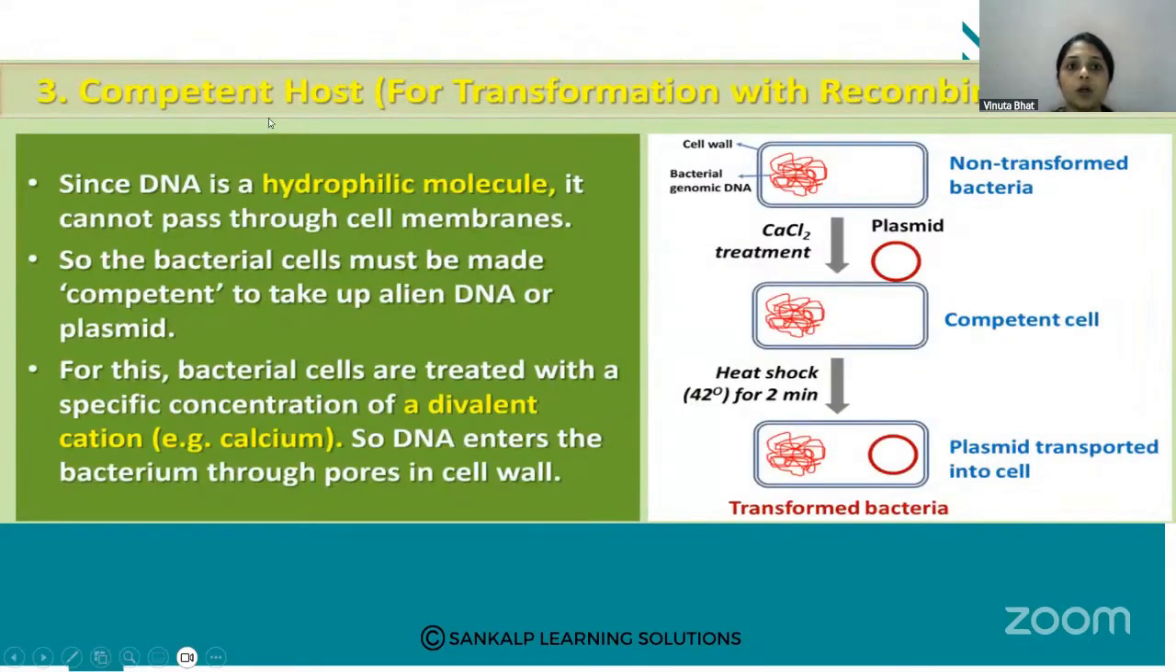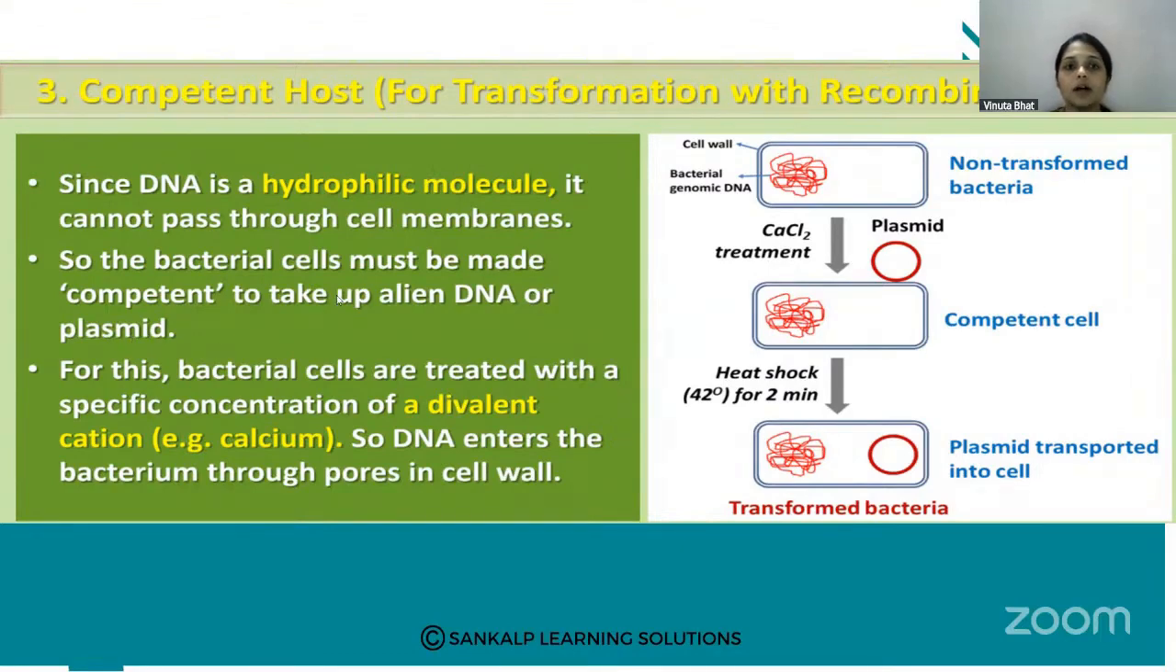Here, competent host means how to transfer the recombinant DNA into the host cell. There are different methods which are developed to introduce the transformed cell into the host. Since DNA is a hydrophilic molecule, it cannot pass through the cell membrane. So bacterial cells must be made competent to take up the alien DNA or the plasmid.